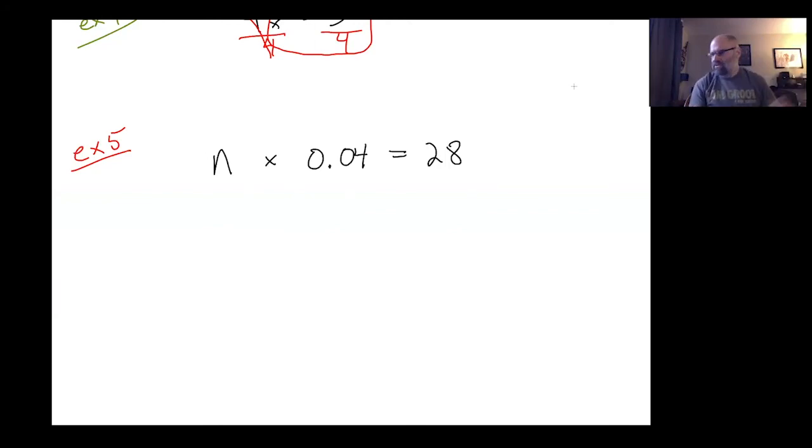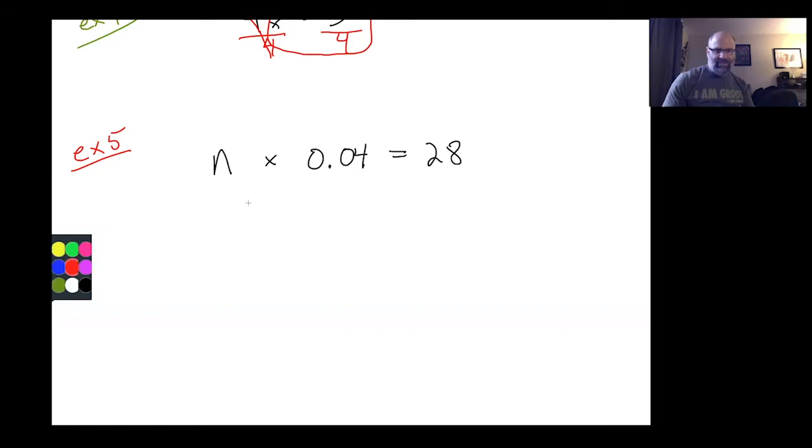You're going to have to use your dividing by decimals tools. Somebody say something? No. Is it 700? It is 700. Nice one. Let's go. We found it.